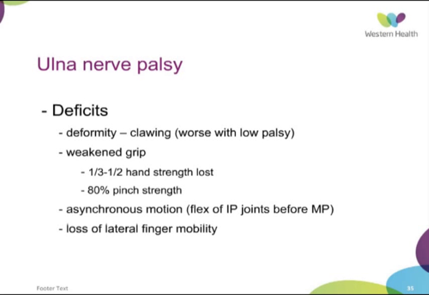With an ulnar nerve palsy, there are several deficits you want to try and correct. There's a major deformity, which is clawing of the hand, and that's especially bad with a low nerve palsy. The reason for it being worse with a low nerve palsy is that you have also no deficit of FDP. So the FDP actually creates more flexion of the IP joints, making the clawing deformity worse.